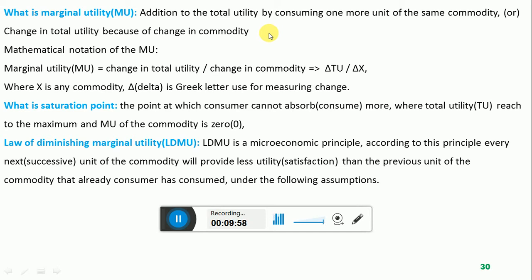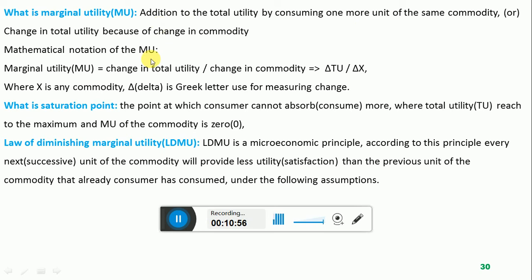Let me elaborate that. When one individual is consuming a commodity, the individual will consume 3, 4, 5, 6 units of the same commodity. When he starts from the very first unit, it will provide one utility, the second will provide another utility, the third will provide another. So it means every next unit of the same commodity is increasing his utility, and this increase in utility is called marginal utility or additional utility of the additional unit. So I am again repeating, addition to the total utility by consuming one more unit of the same commodity.